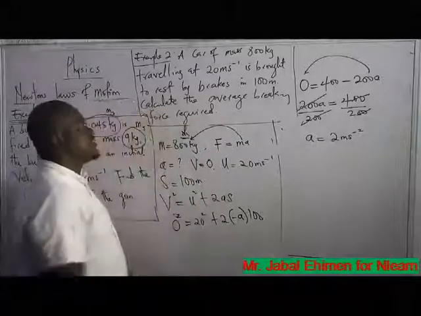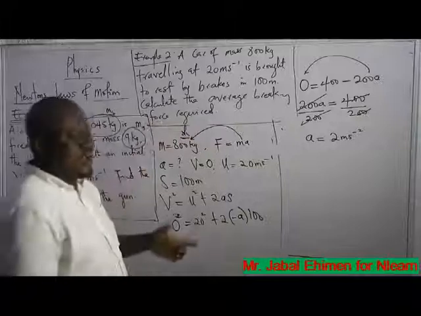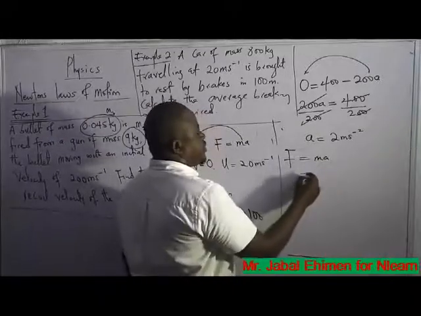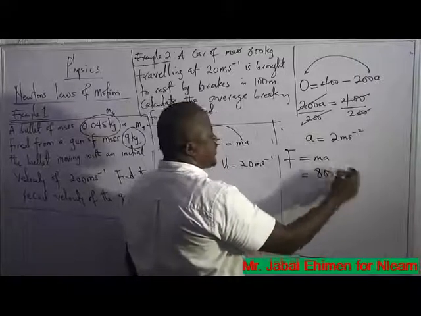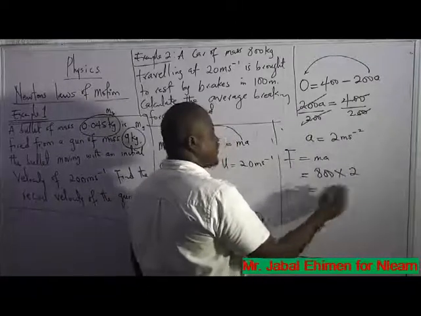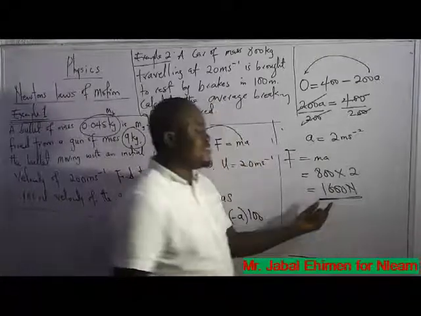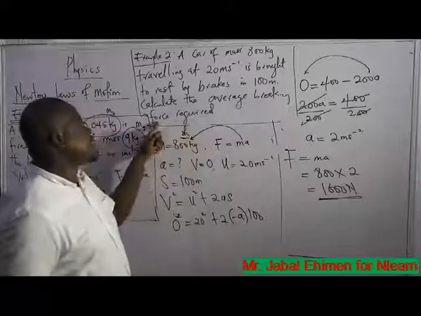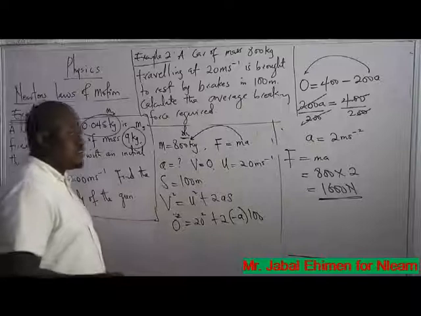So the question said, calculate the average braking force required. The average braking force, F is equal to ma. m is given as 800, a is obtained to be 2. So 2 times 800, that's 1,600 newtons. That is the value of the average braking force required to bring the body to rest.